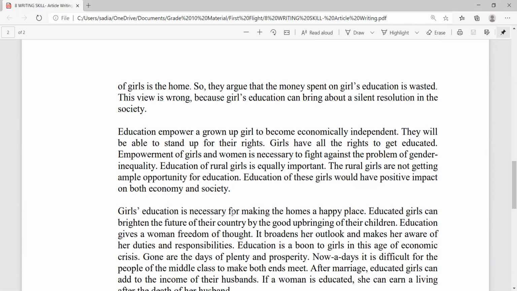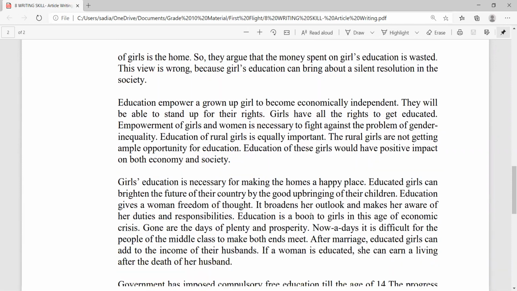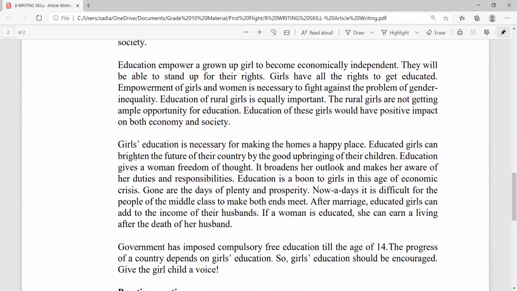Girls' education is necessary for making homes a happy place. Educated girls can brighten the future of their country by the good upbringing of their children. Education gives a woman freedom of thought. It broadens her outlook and makes her aware of her duties and responsibilities. Education is a boon to girls in the age of economic crisis. Gone are the days of plenty and prosperity. Nowadays, it is difficult for people of the middle class to make both ends meet.